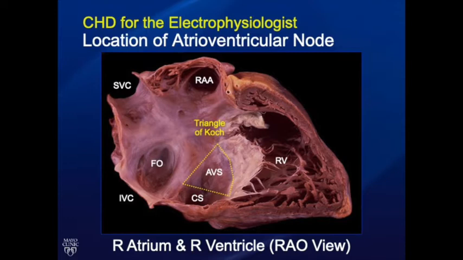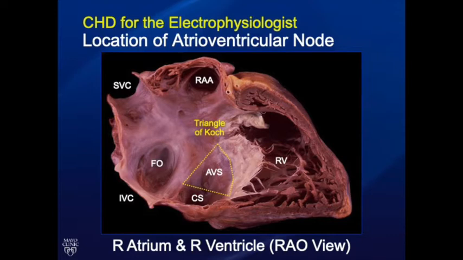Now the AV node is less predictable, the compact AV node, and we approximate its location in the normal heart by drawing out this triangle of Koch. The first side is the septal leaflet of the tricuspid valve. And this is key in congenital heart disease, to understand the equivalent of the septal leaflet of the tricuspid valve to predict where we are likely to find the AV node.